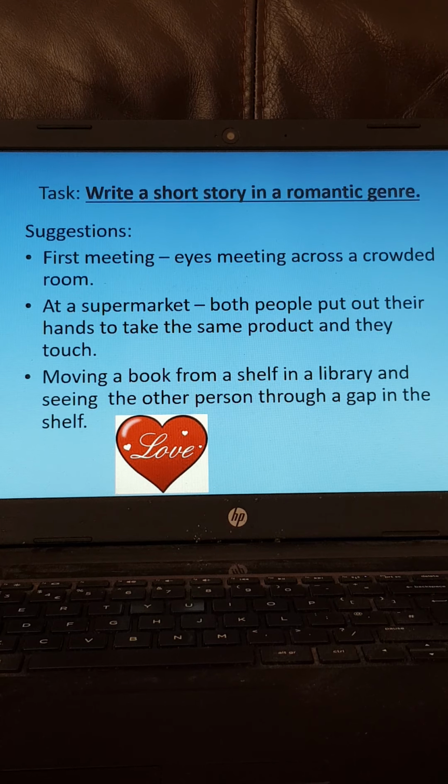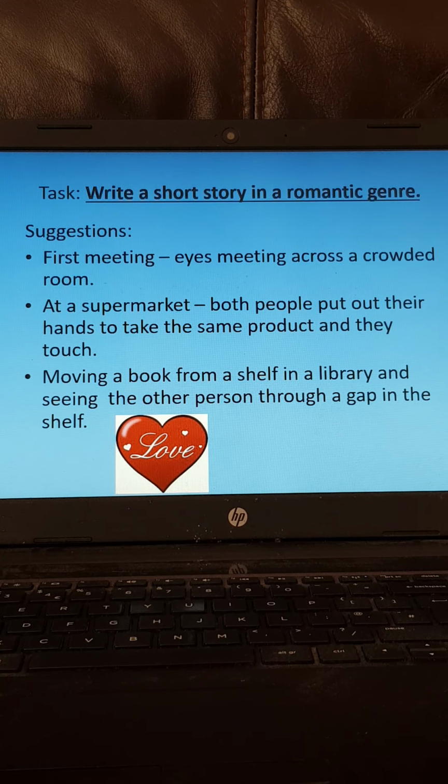So some suggestions then: a first meeting, eyes meeting across a crowded room. It might be somebody new who starts at school and you see them across the hall or across the classroom. Might be when you're maybe a little bit older at a supermarket, both people putting out their hands to take the same product and they touch. Not so great at the moment. We don't need to be getting that close to people in the supermarket, but if we think back to before coronavirus times, then this may happen. They might start up a conversation.